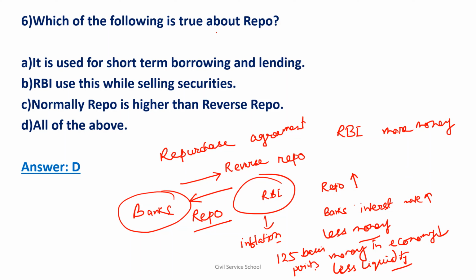So which of the following is true about repo? It is used for short-term borrowing and lending. This is true. RBI use this while selling securities. That is also true. Normally, repo is higher than reverse repo. That is true. Repo is higher than reverse repo.